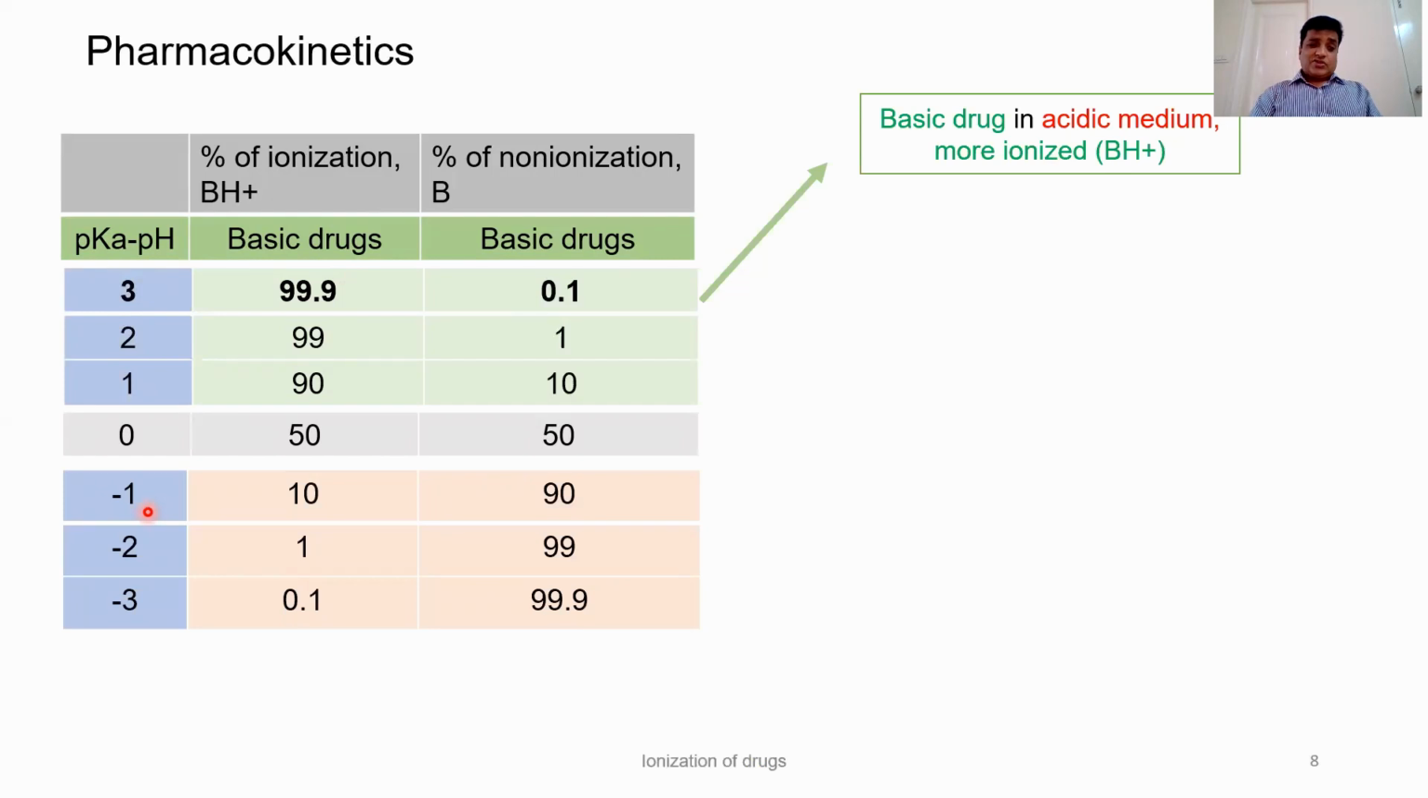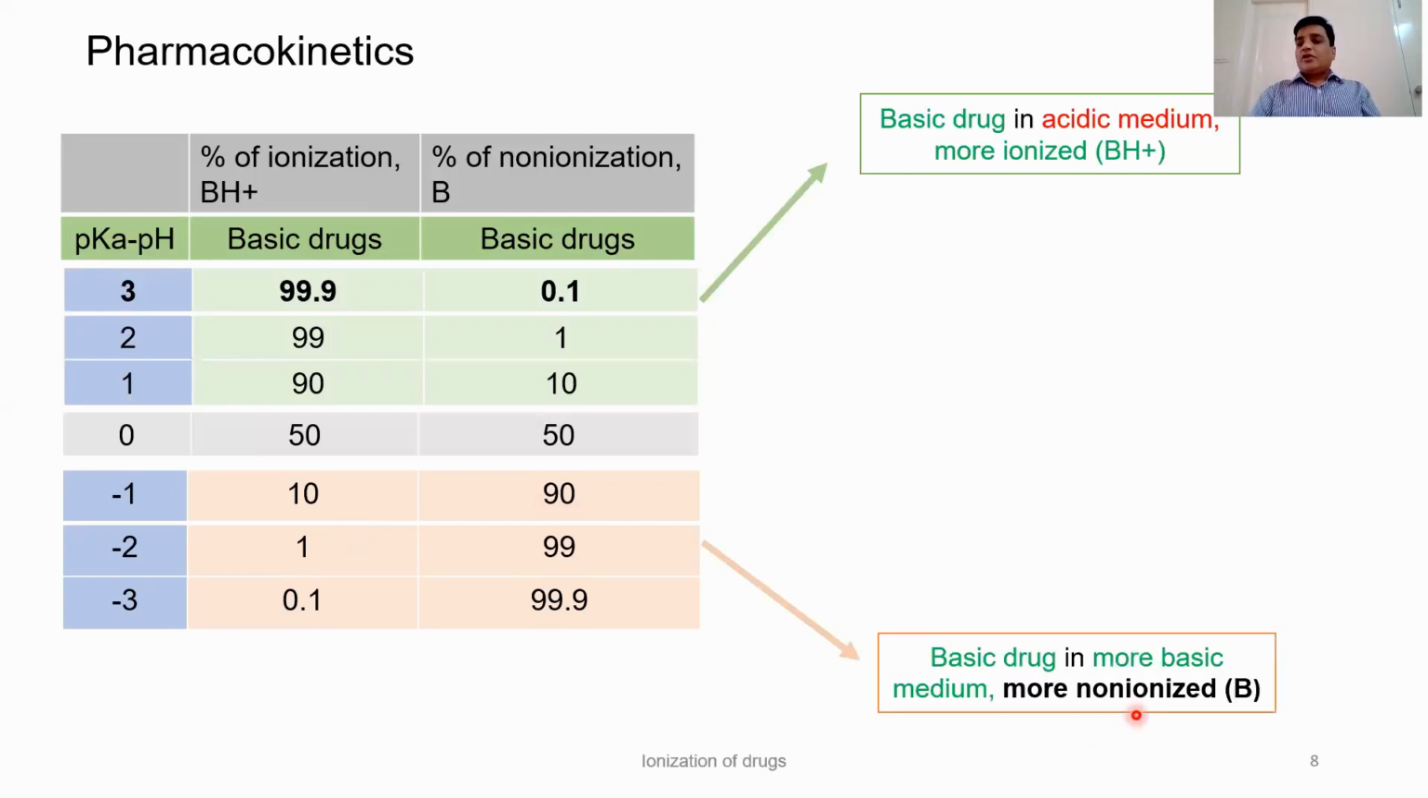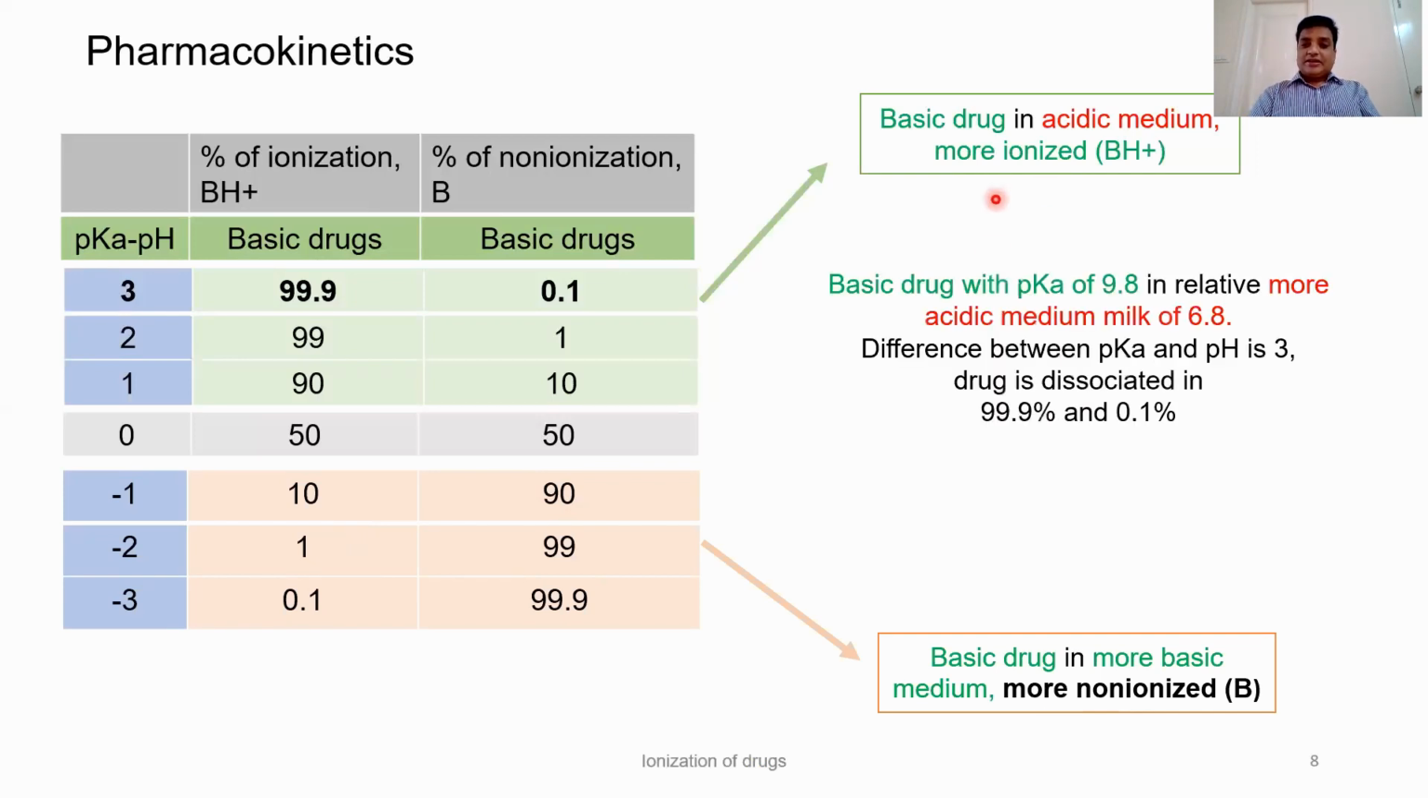And in the contrasting manner, if the pKa minus pH is -1, -2, or -3, a basic drug is kept in a more basic medium. In such situations, the base wants more protons, but the surrounding medium has no protons, so it will remain non-ionized. That's all: base in base, more non-ionized; acid in acid, more non-ionized; but acid in base or base in acid, more ionized.